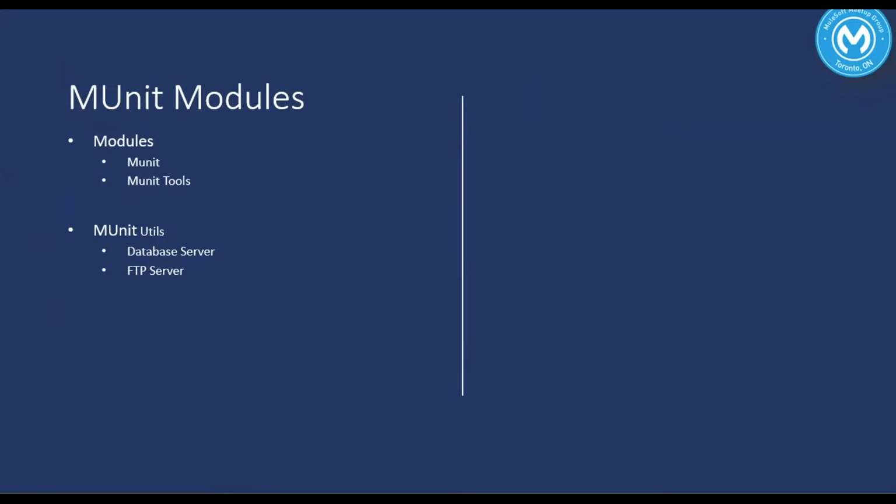So it has MUnit modules. It has two modules, MUnit and MUnit Tools. MUnit has all the basic structure of test cases, and before test, after test, such kind of components. And MUnit Tools has the actual processors to implement within the test cases. And we have two utilities, database server and FTP server. Database server is used to manage the database testing, and FTP server is used to test with FTP.